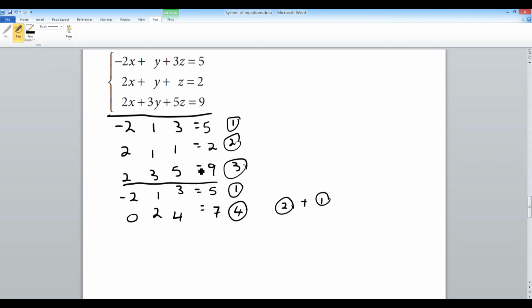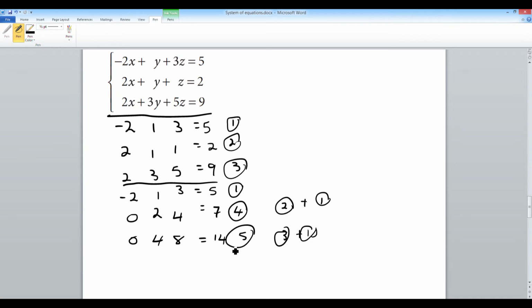For my third row, if I want to eliminate the 2 here in front, I can do exactly the same thing. I'm going to say row 3 plus row 1. So 2 minus 2 is 0, 3 plus 1 is 4, 5 plus 3 is 8, and this is equal to 14. And this becomes my fifth row.